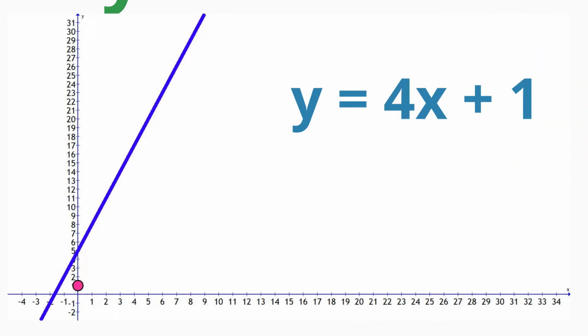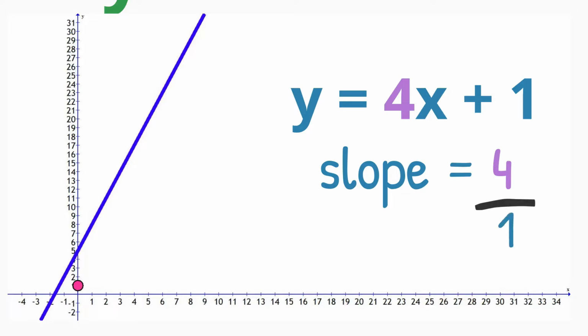To get the second point, I use the slope. The slope is a ratio in the change in y over the change in x. Writing the slope as a fraction, I get 4 over 1. This means the next point on the graph is up 4 because the slope is positive and the numerator is 4, and then right 1 because the denominator is 1. Now that I have 2 points, I can draw a line through them.